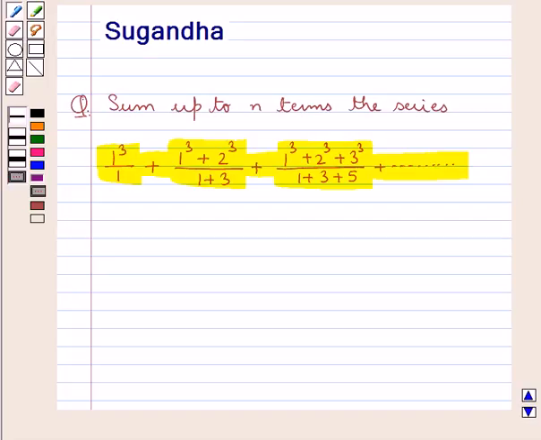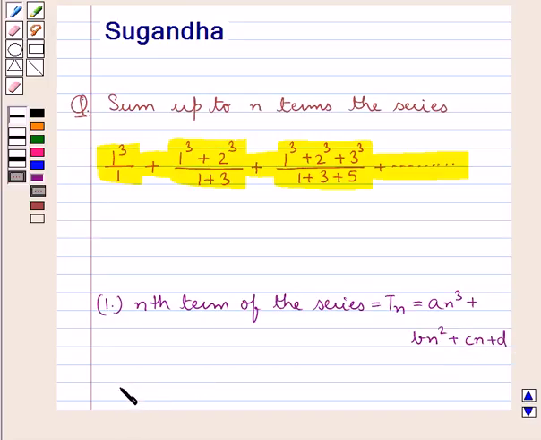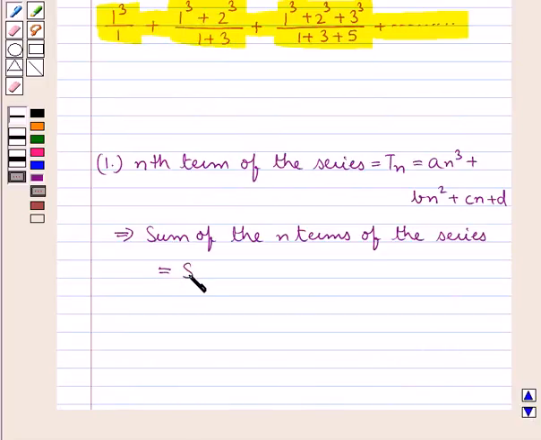Before we move on to the solution, let's discuss a very important result to be used in this question, which says that if we have the nth term of the series as tn, and this is equal to say an cube plus bn square plus cn plus d, then the sum of the n terms of the series, given by Sn, would be equal to a into summation n cube plus b into summation n square plus c into summation n plus d into n.